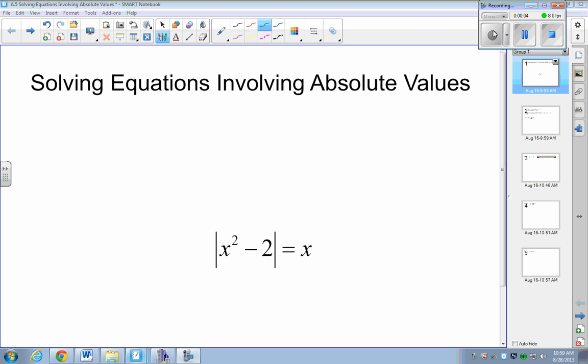With today's video, we're going to be talking about solving equations involving absolute values. And to give you guys an idea of where we're going to end up with this video, we're going to solve equations just like this one. Alright, so let's get started.